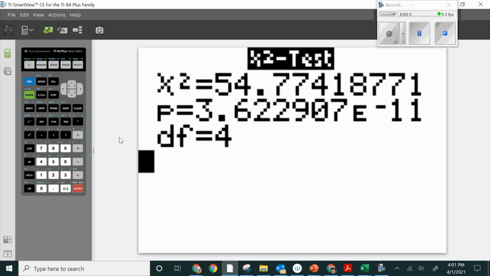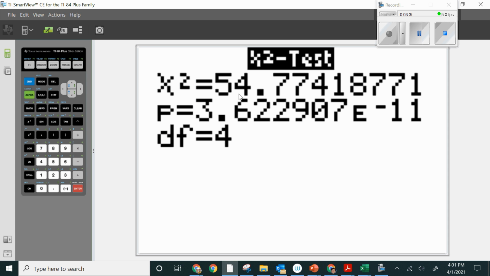This is telling me I generated a chi-squared value of 54.77. The probability is really low, basically 0 because of e to the negative 11. And the degrees of freedom is 4. So that's 3 minus 1 times 3 minus 1. So 2 times 2 gives me my degrees of freedom of 4.